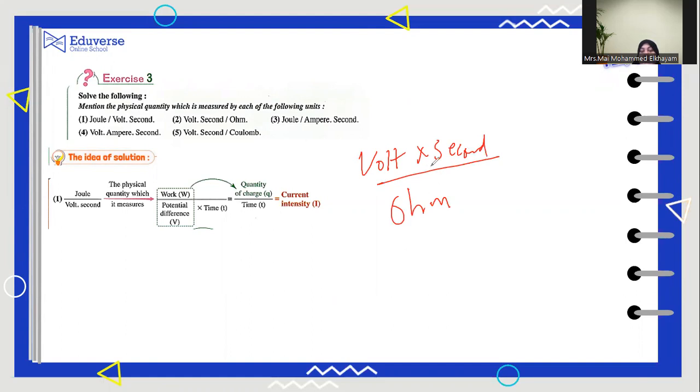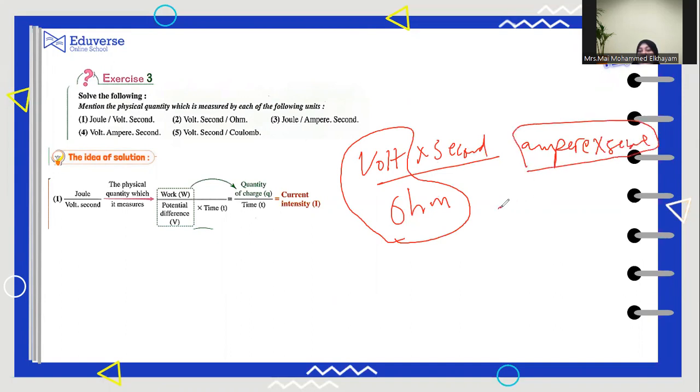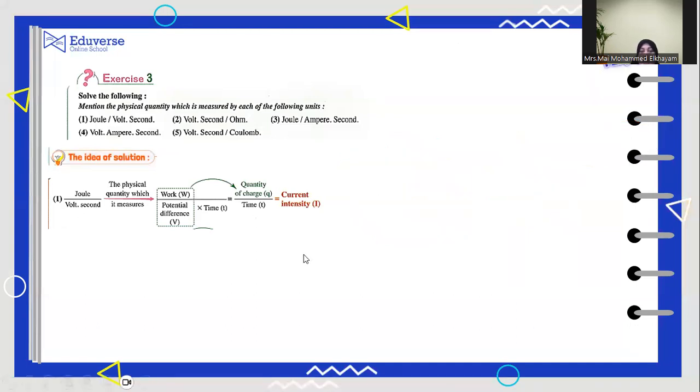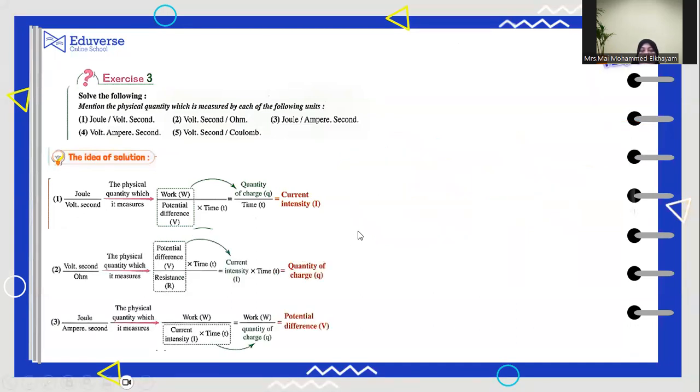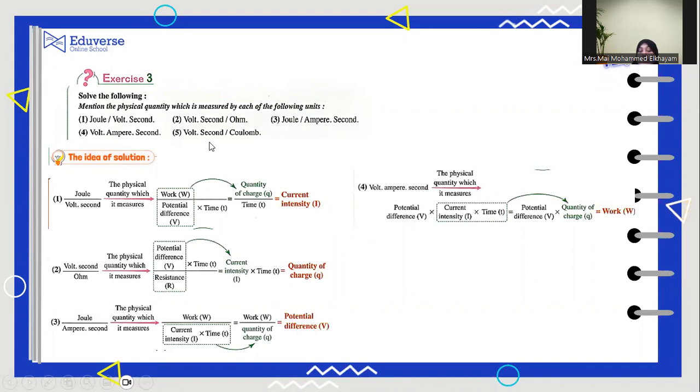Okay, what is it? Volt divided by ohm. This reminds you of the ampere. Ampere multiplied by second gives you what? The coulomb. Coulomb is the measuring unit of the quantity of charge. Okay, so this is the second. Third, I have to go to the fifth one.